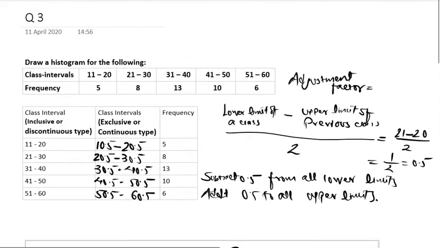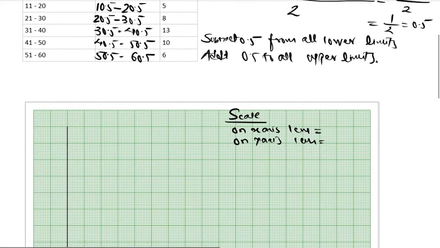Okay, so on the x-axis you see that the first class interval is from 10.5 to 20.5. What is the gap? What is the class width? 10. So each class has a class width of 10. So on the x-axis, 1 centimeter is equal to 10 units, which should be okay. You can take 2 centimeters equal to 10 units if you want to make the graph look a little bigger.